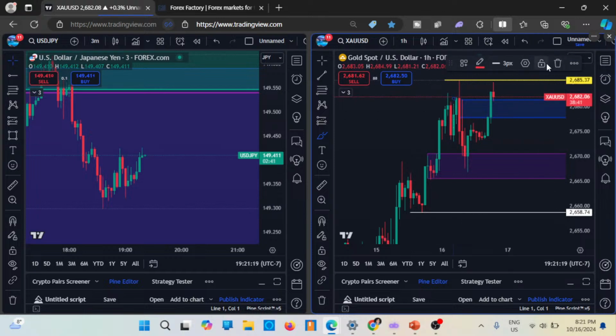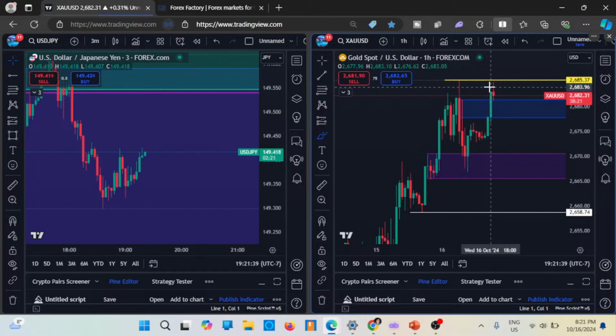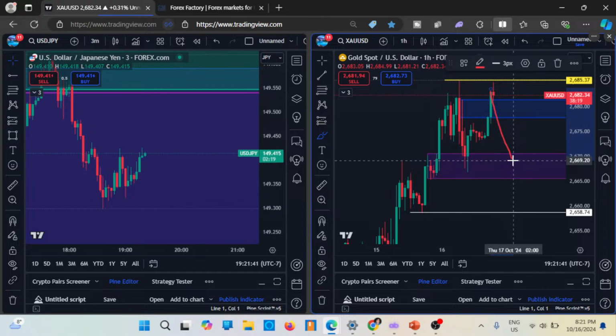Once the market went to 26.85, it got rejected and started coming down. However, it made sure to hold above this support here, 26.865, and then it bounced back up. So this is great. If the price gets rejected at the current resistance here, it's most likely going to drop back down to this support.